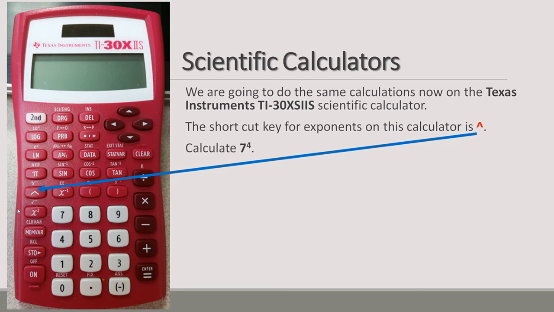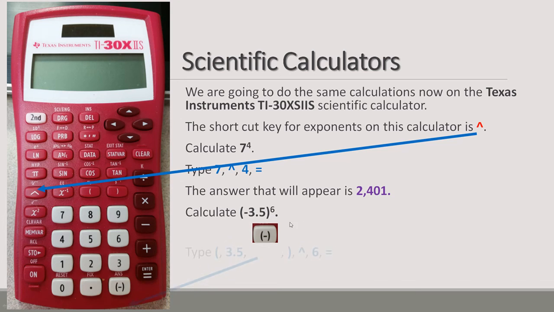So if you have a calculator like mine with a caret key, this little arrow, this is how you'll do exponents. You type in 7, the exponent key, 4, then equals. So 7 exponent 4 equals, and the answer is 2,401. Ta-da!